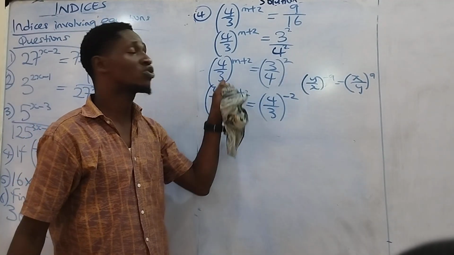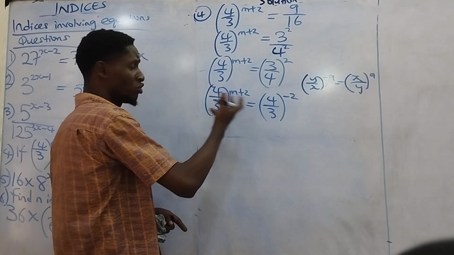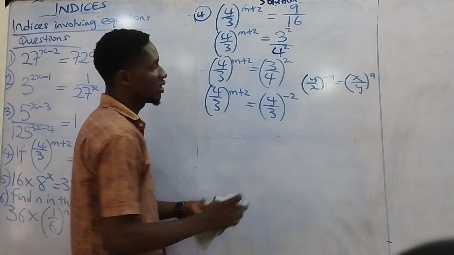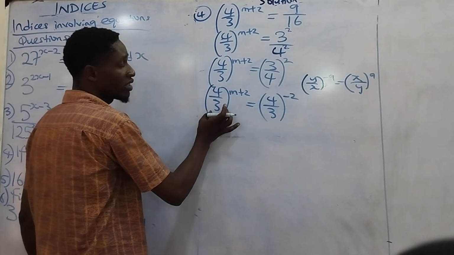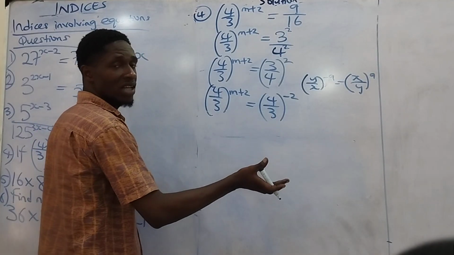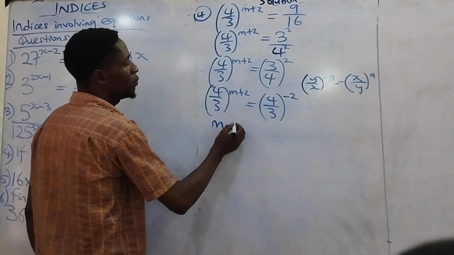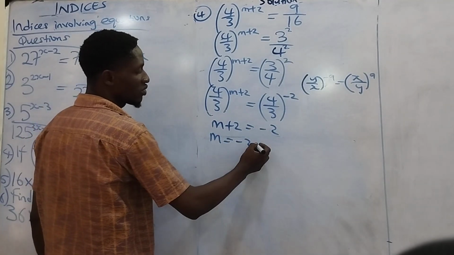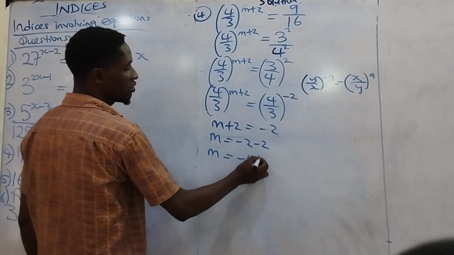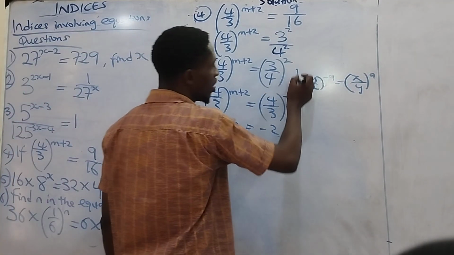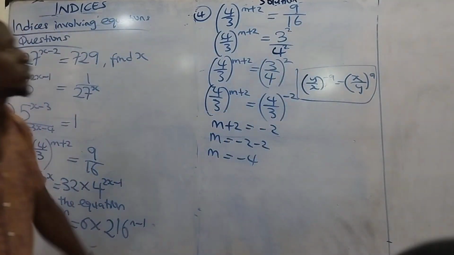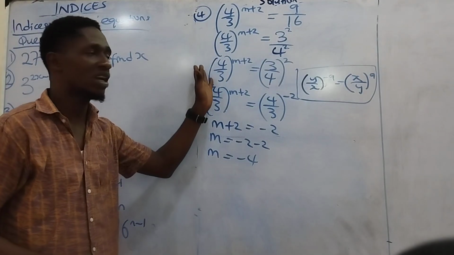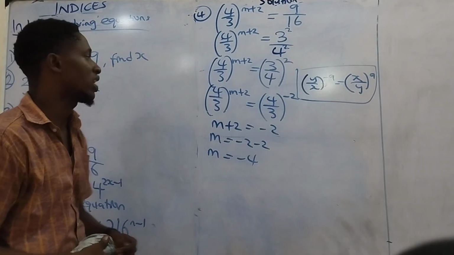Now when you want to make something have the same position, what do you do? Once it's a fraction, you interchange and put negative there. That is what this law is talking about. So we have 4 over 3 here, we have 4 over 3 here. The bases are the same. Let's equate the power. m plus 2 is equal to minus 2. m is equal to minus 2, when plus 2 comes here it is minus 2. Our m is minus 4. So you have to have knowledge of this law in order to be able to solve this kind of equation that involves fractions, where the left hand side is not equal to the right hand side.